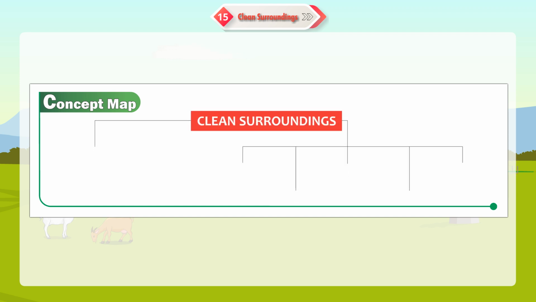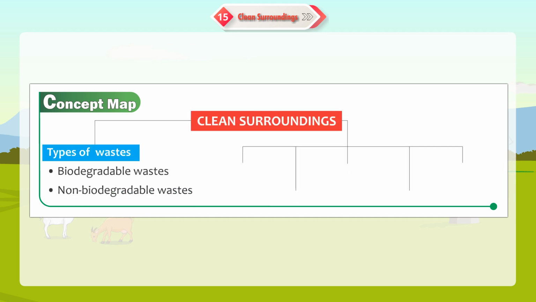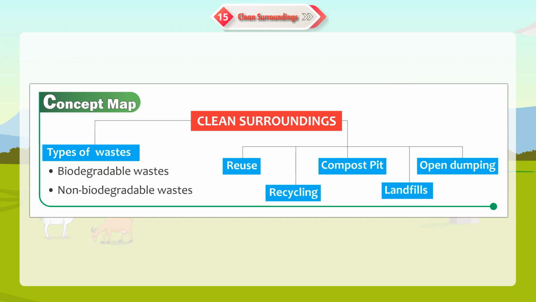Concept map. Clean surroundings. Types of wastes: biodegradable wastes, non-biodegradable wastes, reuse, recycling, compost pit, landfills, open dumping.